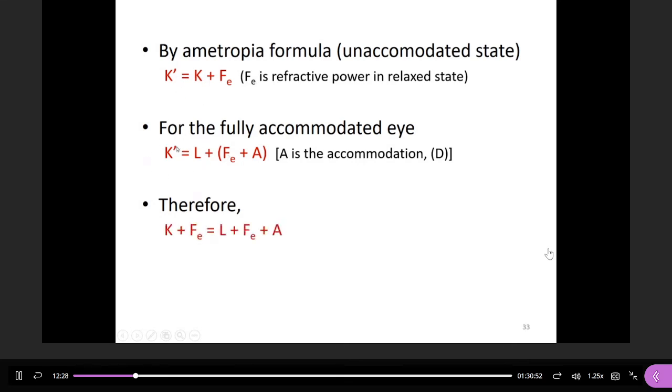So if you combine these two equations, because this is K prime and this is K prime, you can combine them: K plus F equals L plus F plus A. If you take away the F, you can see that K is equal to L plus A, or A is equal to K minus L. Okay, this is the equation that we can use for calculating accommodation. It's called the accommodation formula. So accommodation is equal to the ocular refraction minus the object's vergence. Right?